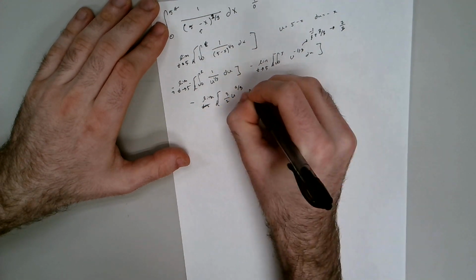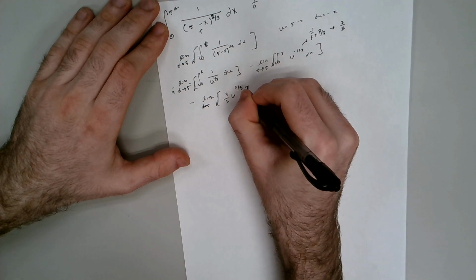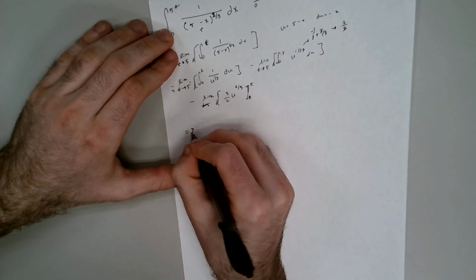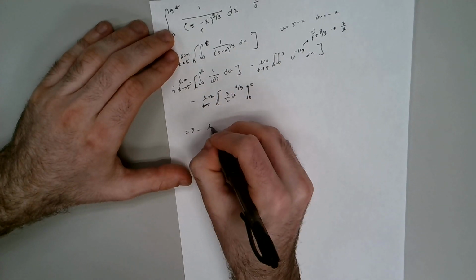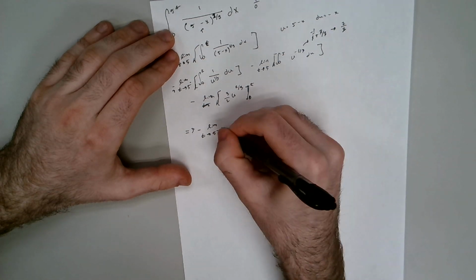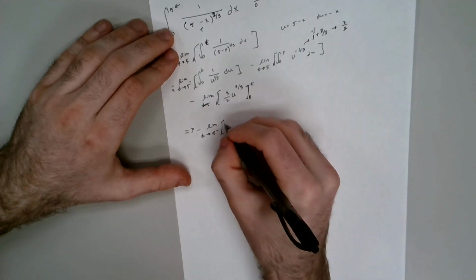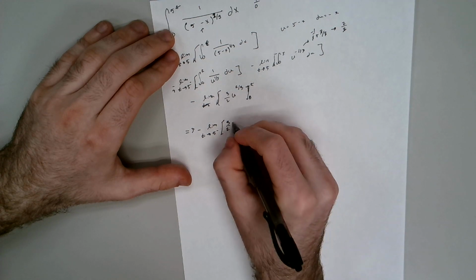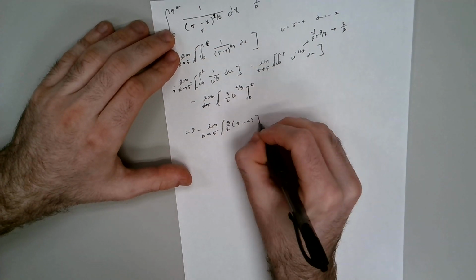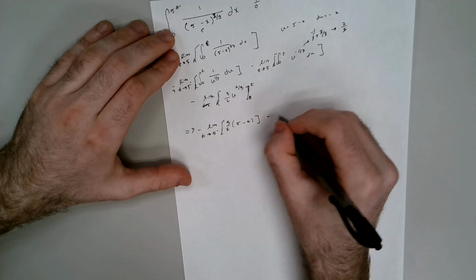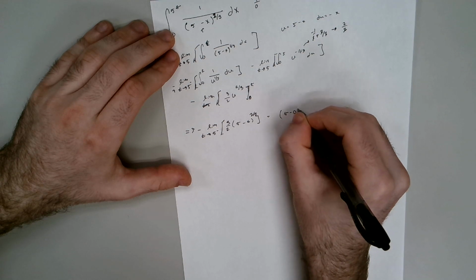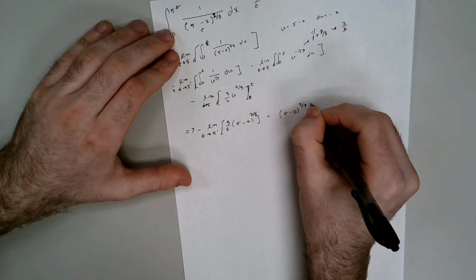times the 3/2, from 0 to t. And then we evaluate our bounds. And so we're going to get negative the limit as t goes to 5 from the left of 3/2, and remember to plug in your t's. So we have (5 minus t) to the 2/3 power minus (5 minus 0) to the 2/3 power.